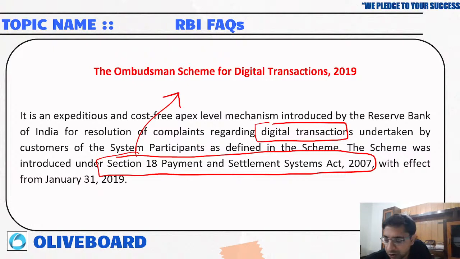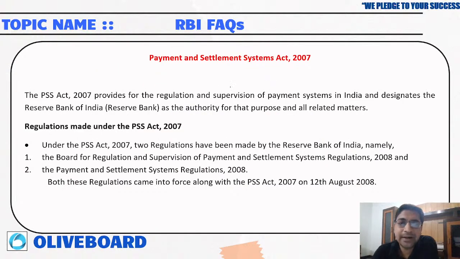Okay, as you all know, in the previous 2 years' question papers, a lot of sections have been asked, because right now they have to ask all these things. Okay, then what is the Payment and Settlement Systems Act 2007? The Payment and Settlement Act 2007 provides for regulation and supervision of payment systems in India and designates the Reserve Bank as the authority for all related matters.